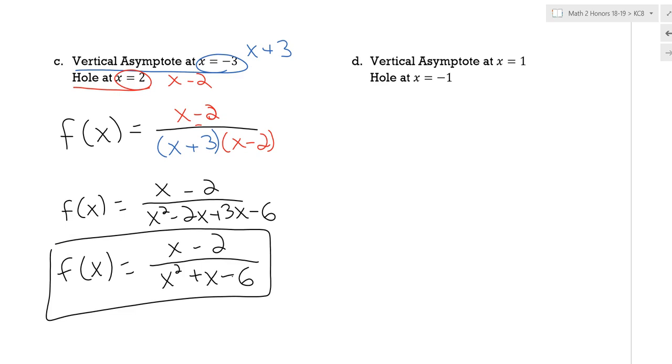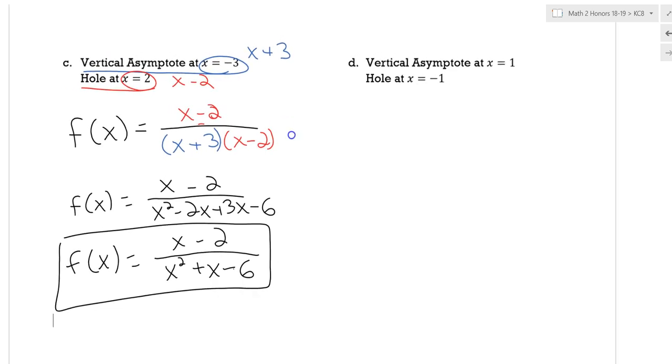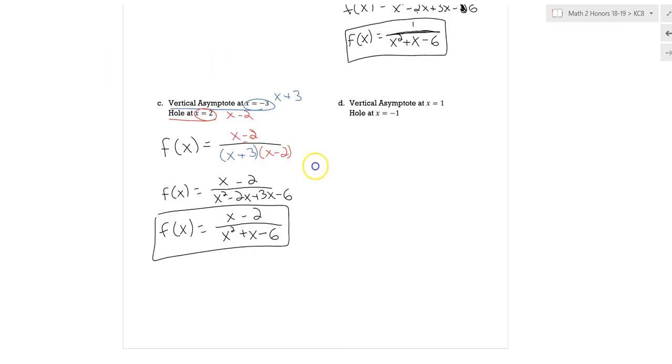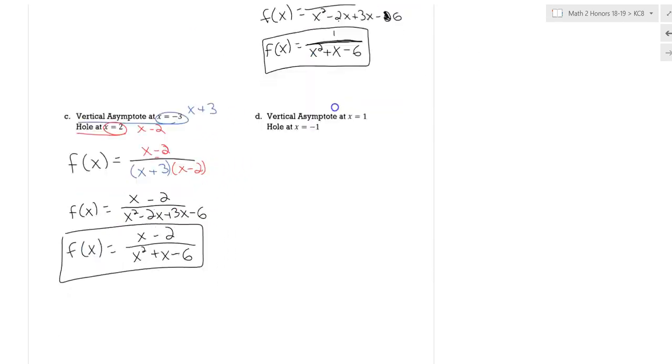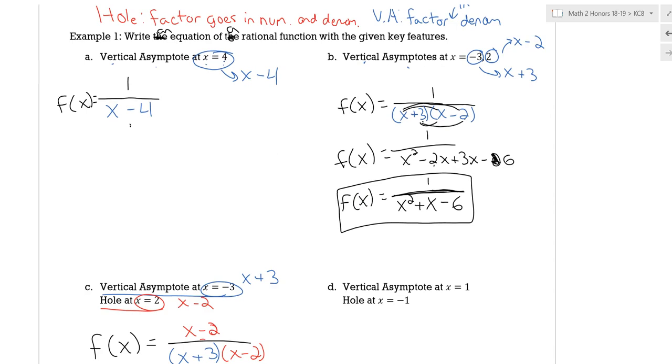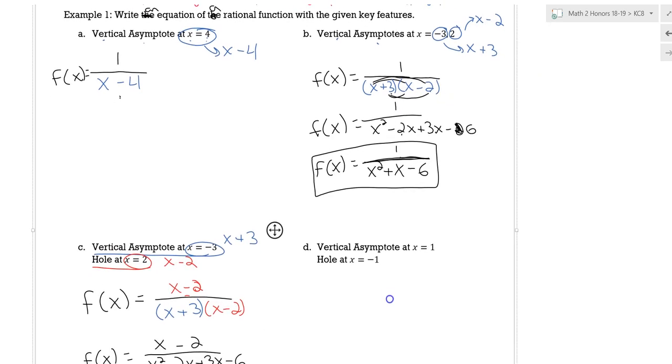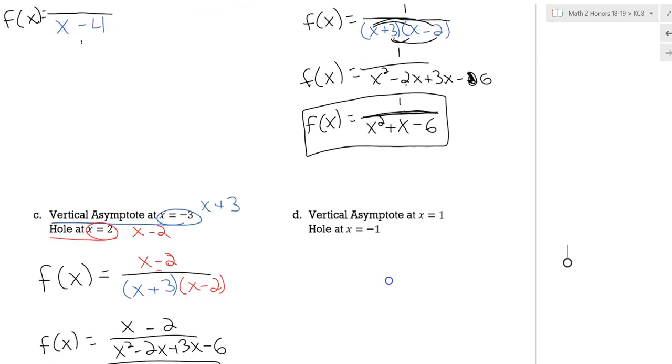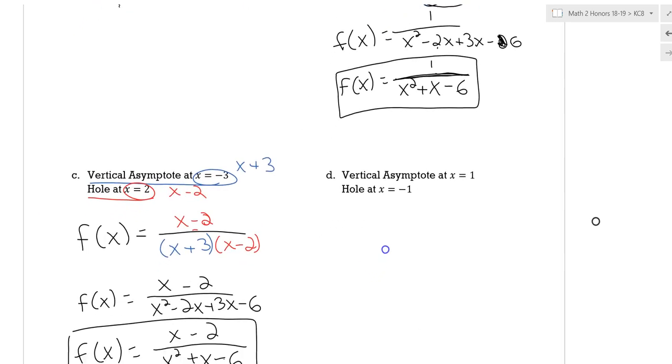Okay. So the difference between B and C is this one had a hole at x equals 2, so it had to go in both the numerator and the denominator, where this one at 2 had a vertical asymptote, so it only went in the denominator, right? So that's kind of the difference between those two.